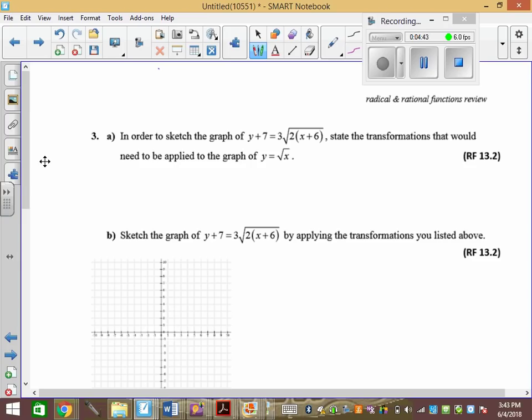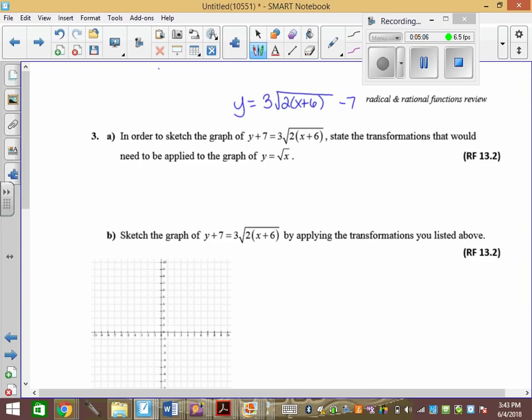In order to sketch the graph of y + 7 = 3√(2x + 6), state the transformations that would need to be applied to the graph of y = √x. So I'm going to move that 7 over first. y = 3√(2(x + 3)) − 7, and I always make sure this is in brackets. If there isn't a bracket in here, I have to remember to take the horizontal stretch out, but I don't have to in this case because it's already been taken out.